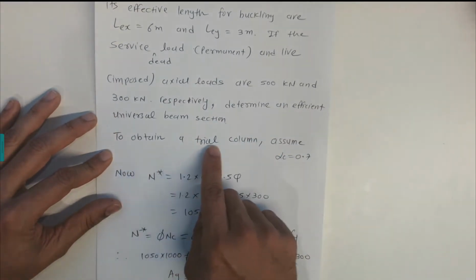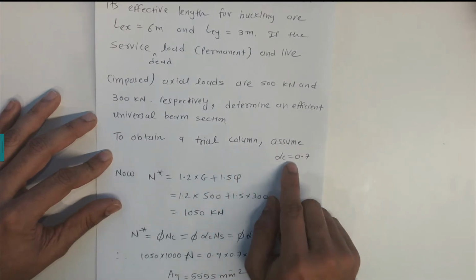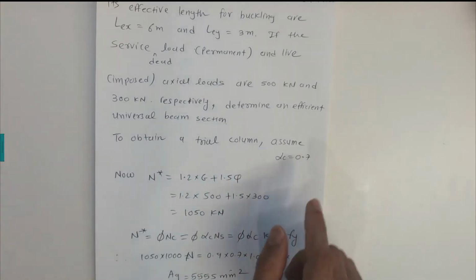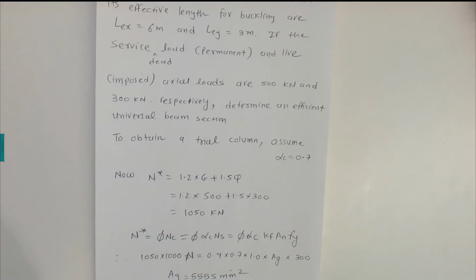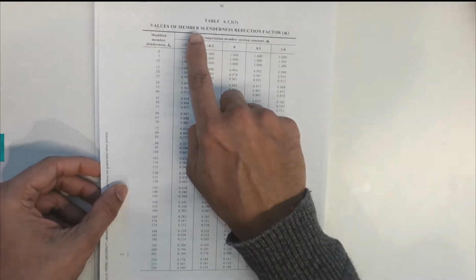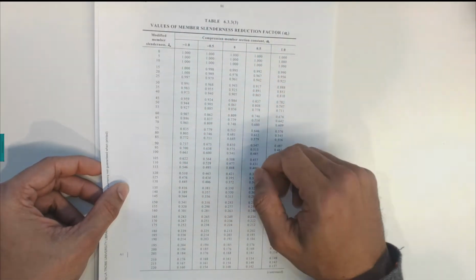Now to obtain a trial column, we assume the alpha C value of 0.7. That alpha C value is given in the standard. Alpha C is the member slenderness reduction factor, which we assume as 0.7.